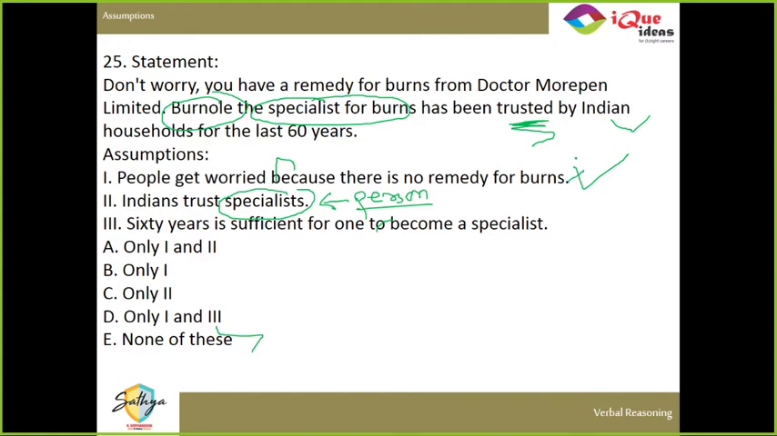It's like saying that Laddu, the sweet, is liked by me. So I cannot say I like sweets. I can only say I like Laddu. If I say Laddu, which is a sweet, is liked by me, I'm not saying I like sweets. I'm only saying I like Laddu. So when you say Bernol, the specialist, is trusted by Indians, I'm not saying that specialists are trusted. I'm saying Bernol is trusted. So second is not an option. Did you get that?